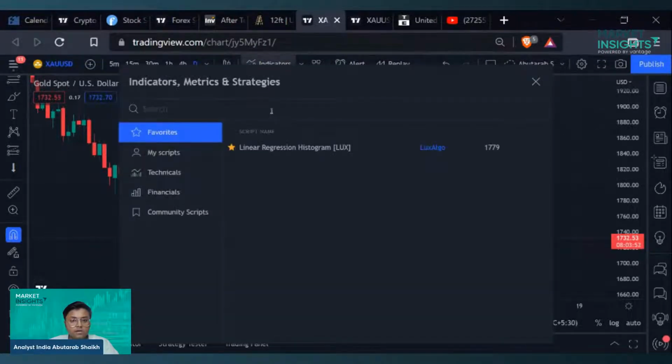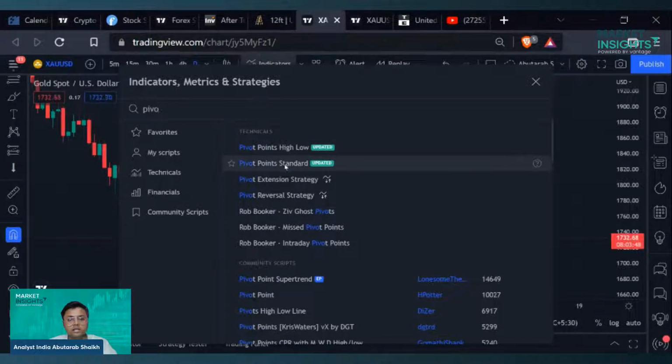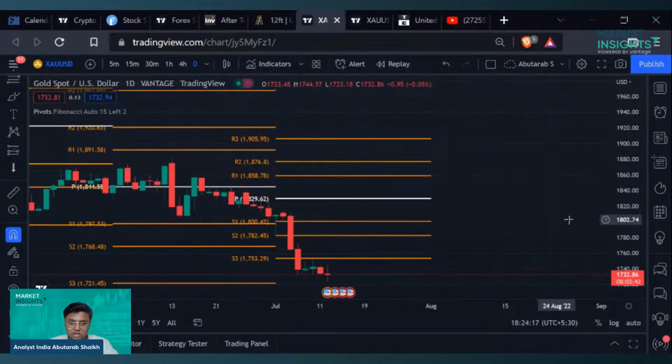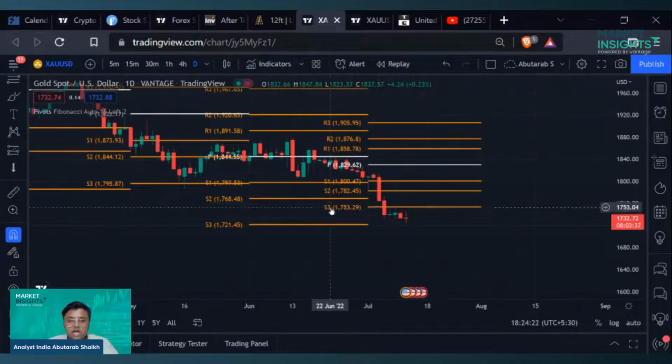And put up the indicator, in this indicator level, pivot. You are getting this standard. Click on this. Now you see a bunch of lines. You see it flying everywhere. You don't know what to do with this, but I'm going to teach you.